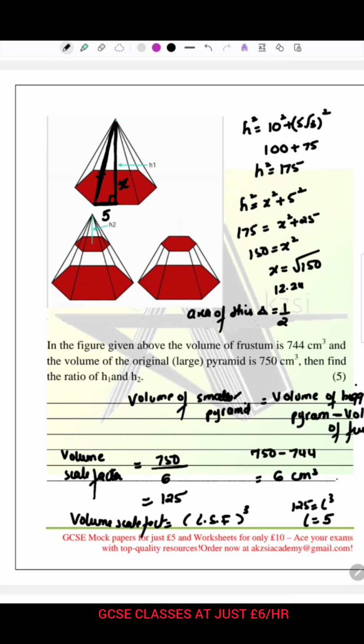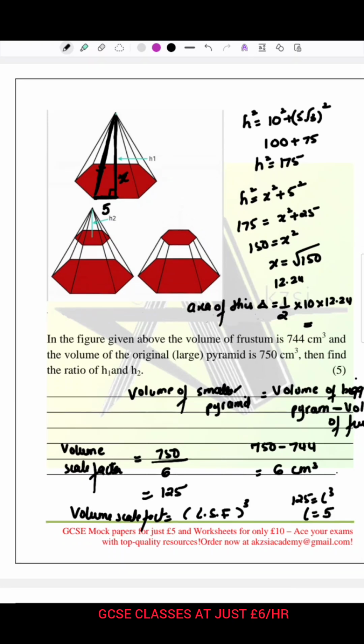Half times base, which is 10, times height, which is 12.24, that will give me 61.23. This is the area of each triangle. Now if we can calculate the area of a smaller triangle, so area of bigger triangle, and then if I subtract the area of smaller triangle, it will give me the area of the trapezium clearly.